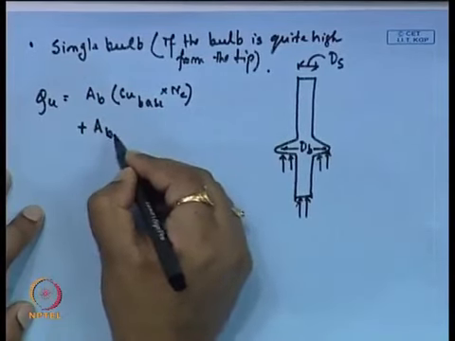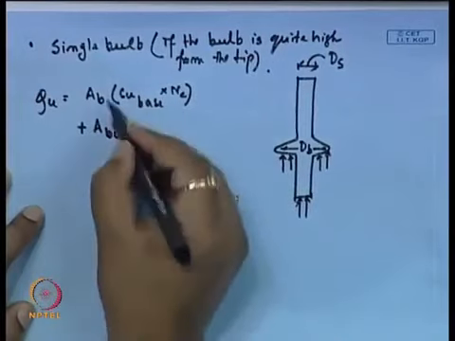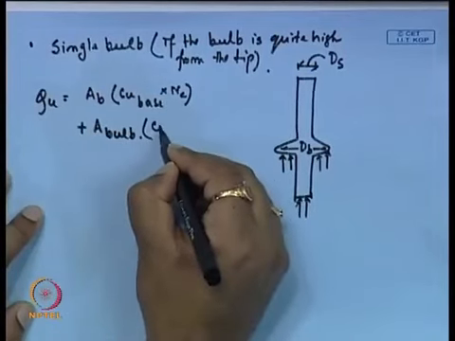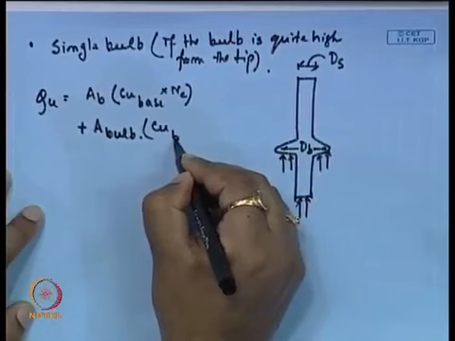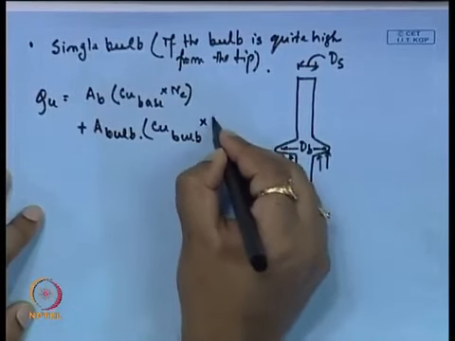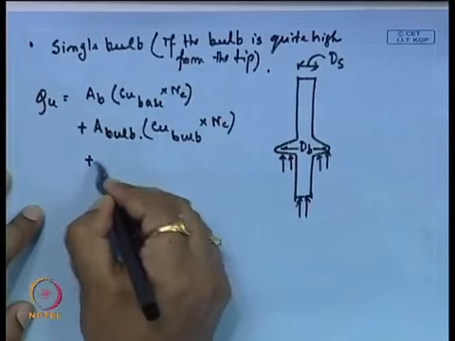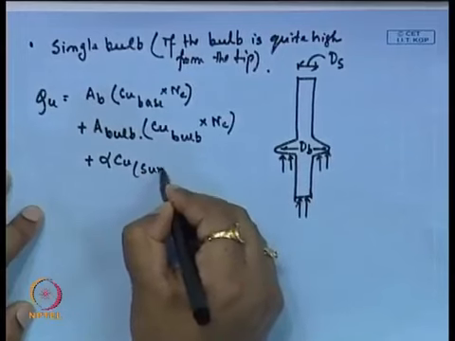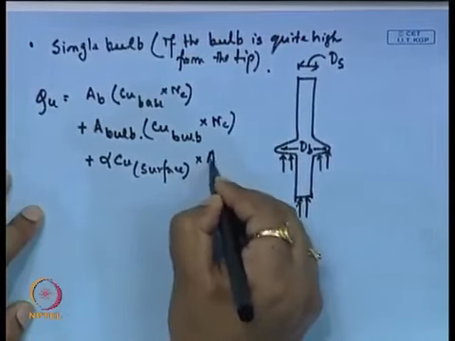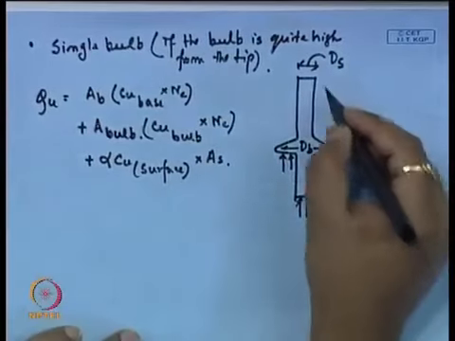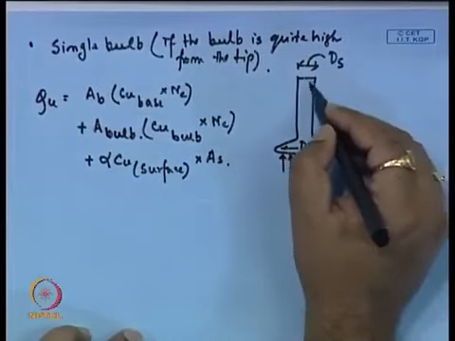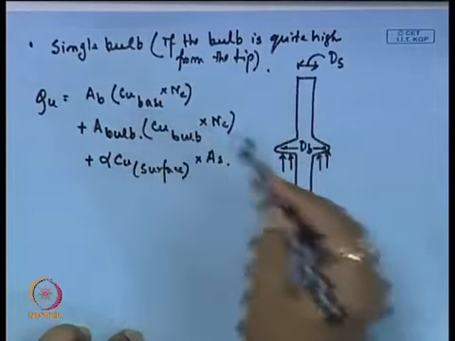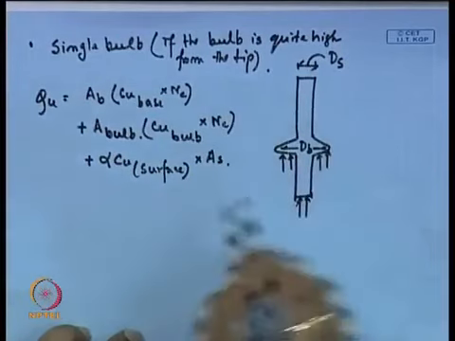A bulb or bulb level. This is A base, meaning this is the base level, this is the bulb level, again Cu at the bulb level into Nc plus the alpha into Cu at the surface into As. So, in that case we are getting the surface resistance or the friction resistance of the pile as usual, then the tip resistance we are getting at the tip level or the base level and the base bulb level also.